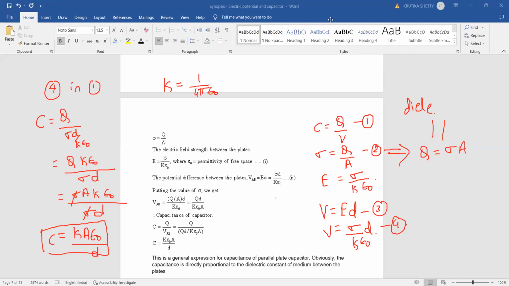Is it clear? Derivation? Is it your understanding, or do you still want it slow?